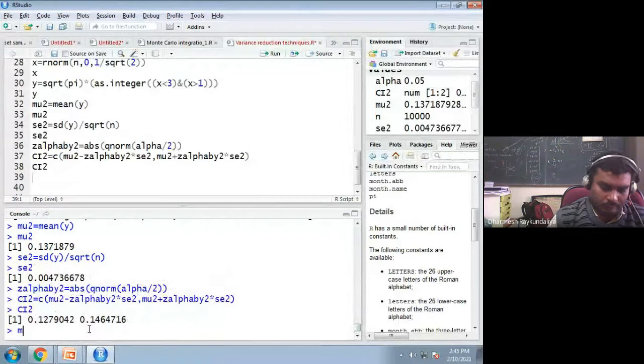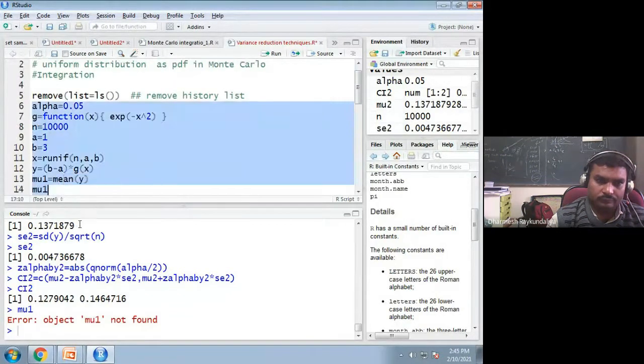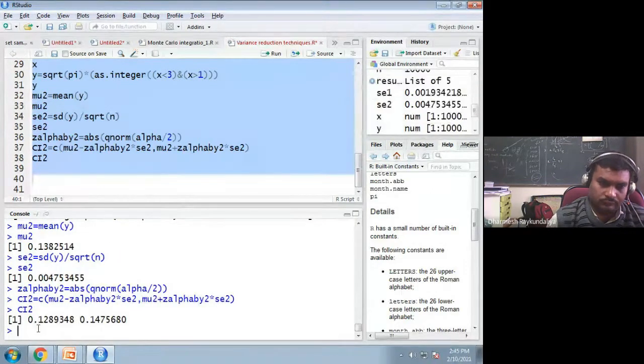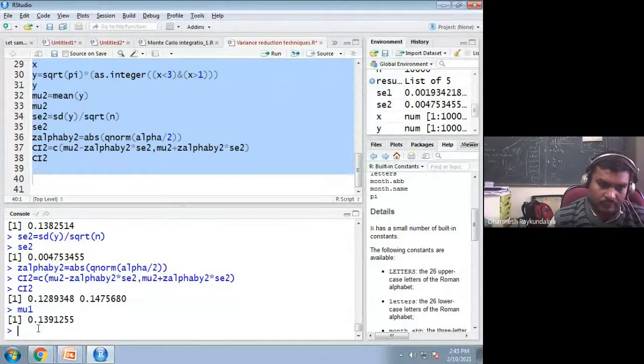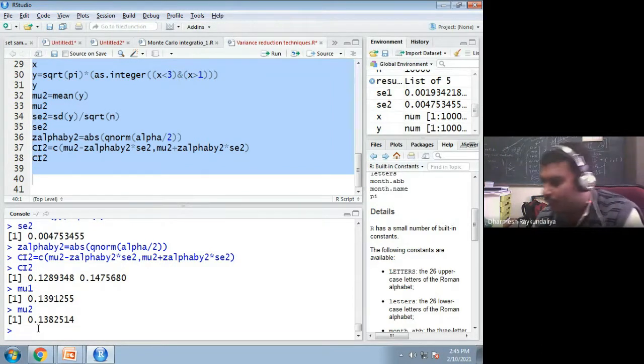So you can see the mu1. We have removed the history, so what will mu1 be? So you have mu1 is 0.139, mu2 is also 0.138. So you can use this method.